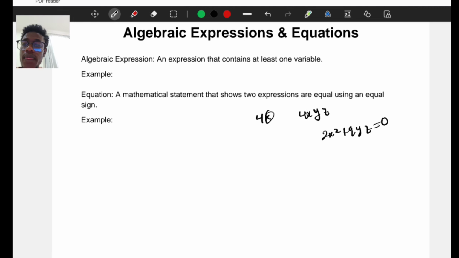Then the other one is equation. An equation is a mathematical statement that shows two expressions are equal with an equal sign. What do I mean?